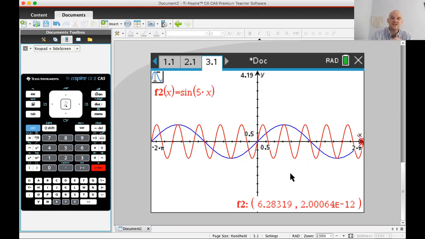So B is changing the period of the graph. It's telling you how many cycles you get per 2 pi, and the period of the graph is 2 pi divided by B. So 2 pi divided by 5 in this case.